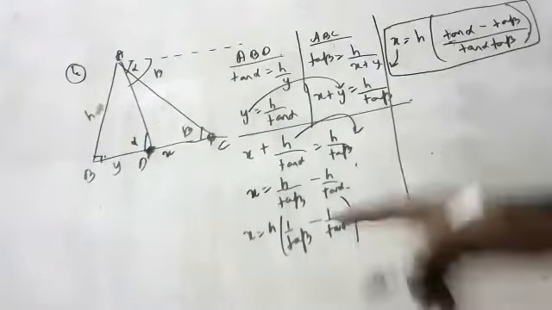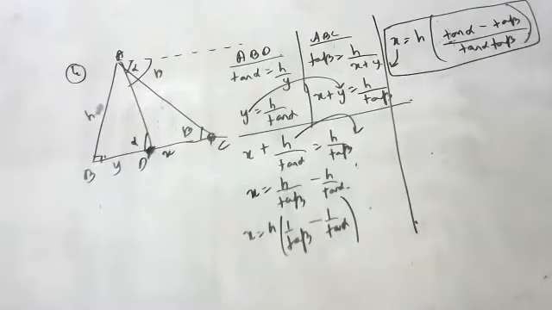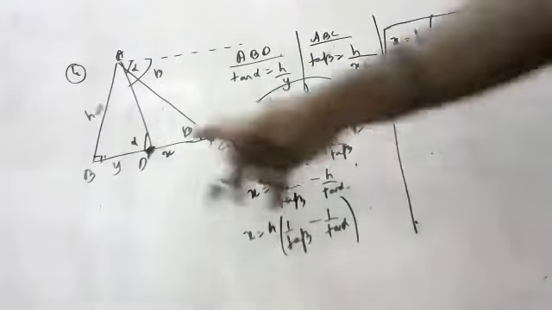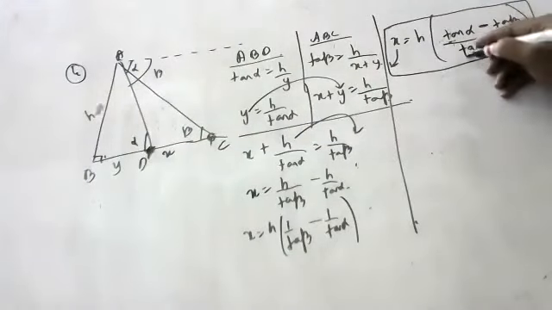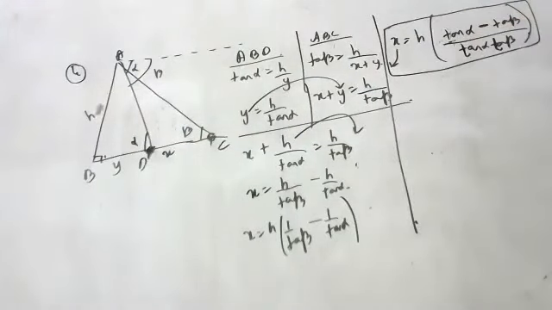In the previous sum, we got plus, children, because they were on the opposite side. If they are on the same side, we get minus. Okay, children, hope you are able to understand. Like this we have to do.